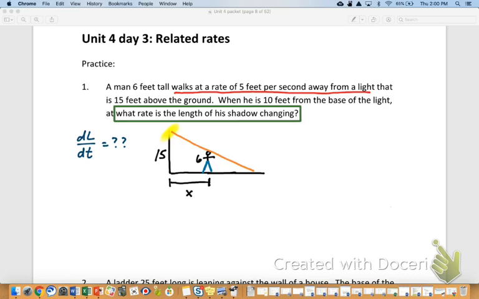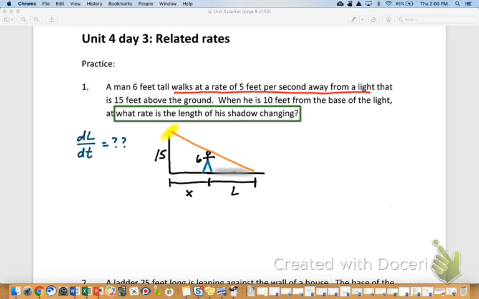So I'll try to represent that. Here is his shadow right there. And based on how we set up that variable, from his feet out to the end, I'm going to call that L, because that's what we set up to be our variable for the length of the shadow. So I think this picture is going to help immensely, and we won't always draw a picture, but often we will. Okay, so dL/dt is our unknown. I just underlined that phrase in red.